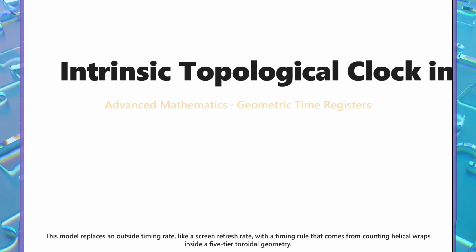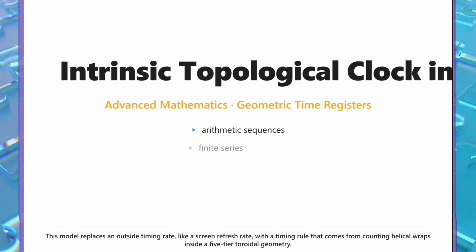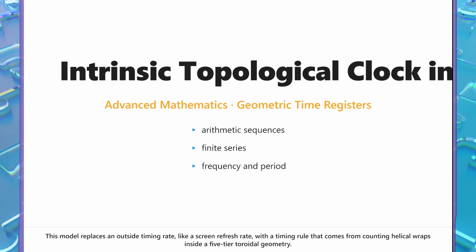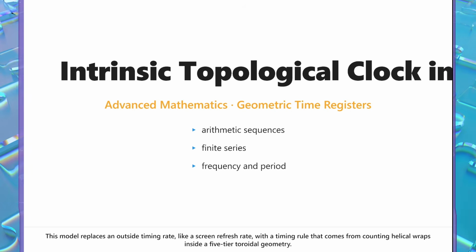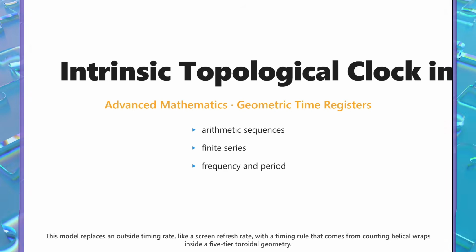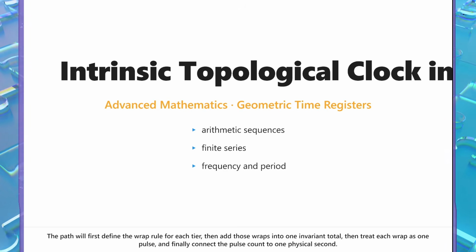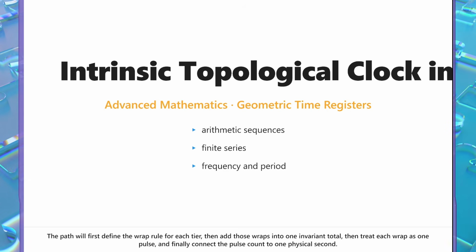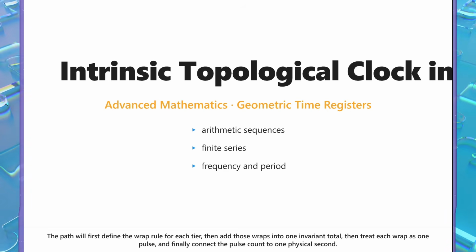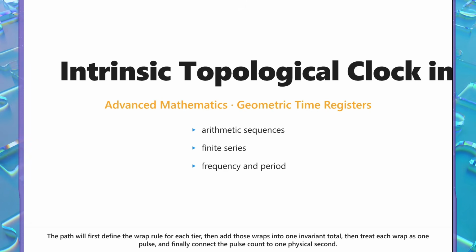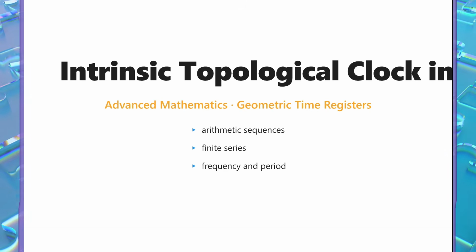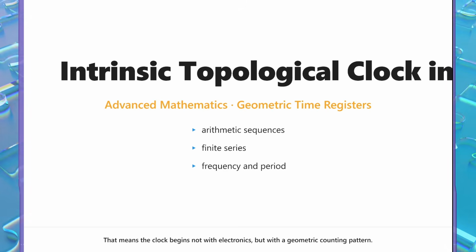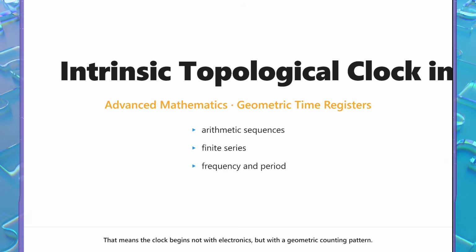This model replaces an outside timing rate, like a screen refresh rate, with a timing rule that comes from counting helical wraps inside a 5-tier toroidal geometry. The path will first define the wrap rule for each tier, then add those wraps into one invariant total, then treat each wrap as one pulse, and finally connect the pulse count to one physical second. That means the clock begins not with electronics, but with a geometric counting pattern.